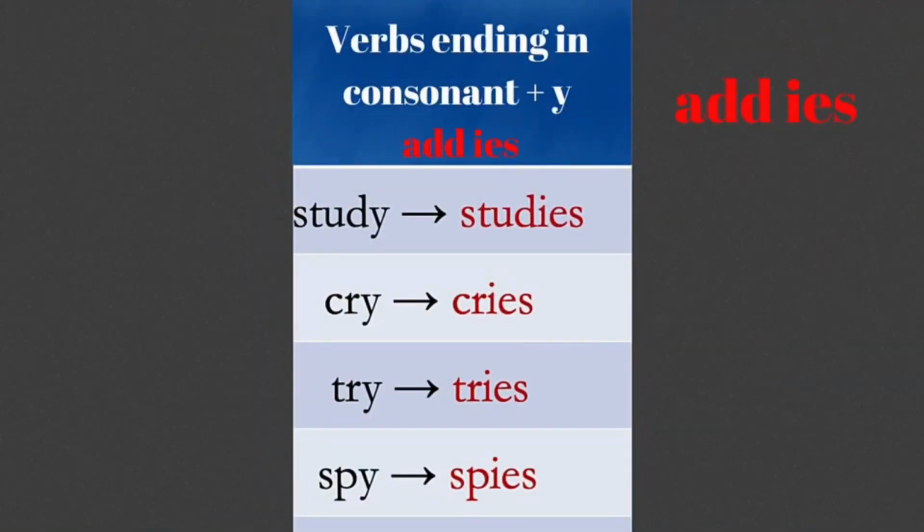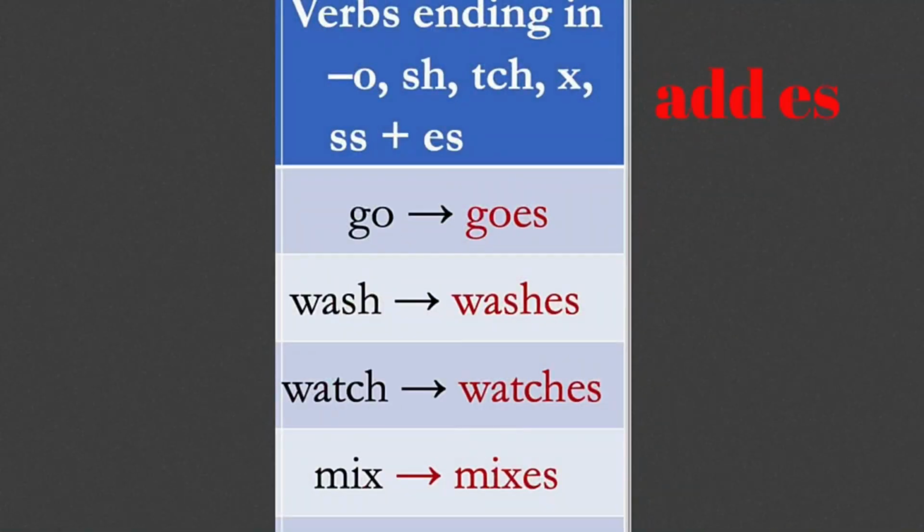Now, for verbs ending in a consonant and y, we change it to ies. Study, studies, cry, cries, try, tries, spy, spies. For verbs ending in o, sh, ch, x, double s, we add es. Go, goes, wash, washes, watch, watches, mix, mixes.